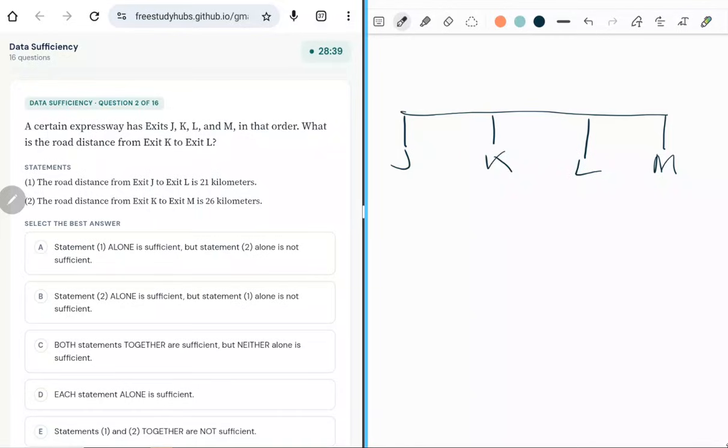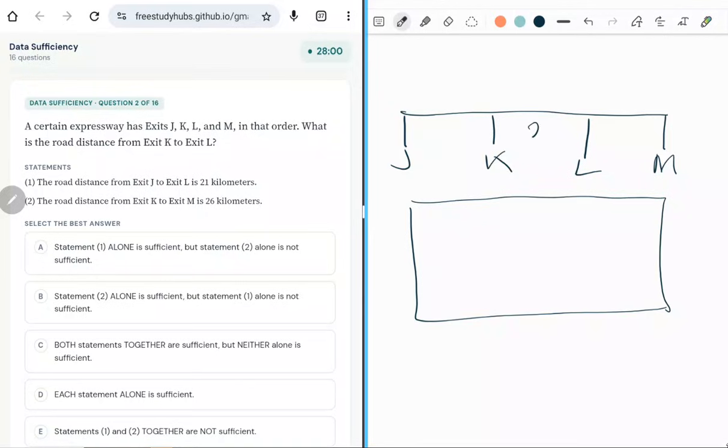So we know L is 21. 21 minus K equals, no, L minus K is what? Is X, so we're looking for X. 21 minus K is X. We don't have enough equations. We need more information to find the road distance between K and L.